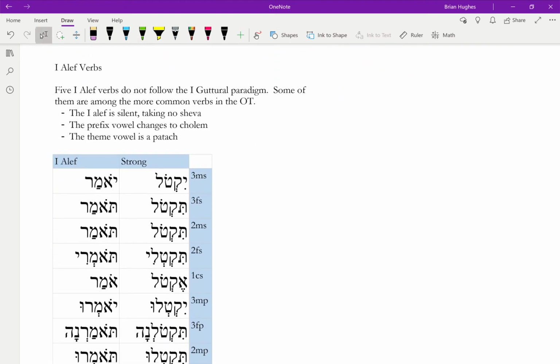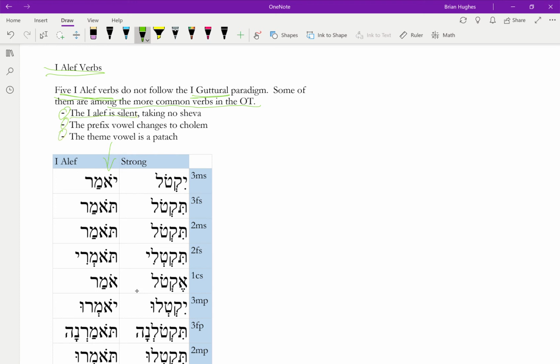Alright, for our first Alef verbs, there are only 5 first Alef verbs that do not follow the standard guttural paradigm. Unfortunately, some of these are among the more common verbs in the Old Testament, particularly this one, amar, to speak. A lot of people speak in the Old Testament. Here are the 3 changes that happen.